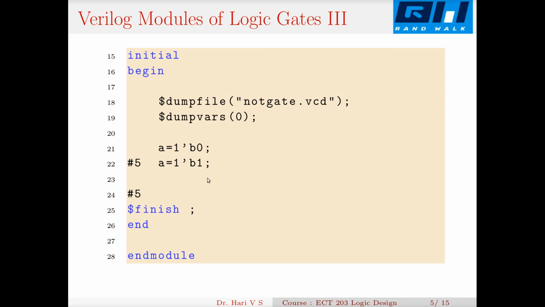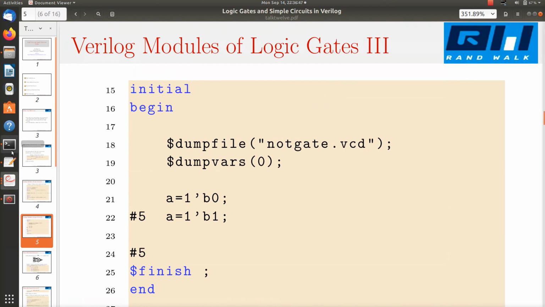Here I changed the stimuli. At 0 nanosecond, A equal to 0, and at 5 nanosecond, A equal to 1. So Y will be the complement of that. Let us run these codes and appreciate them.